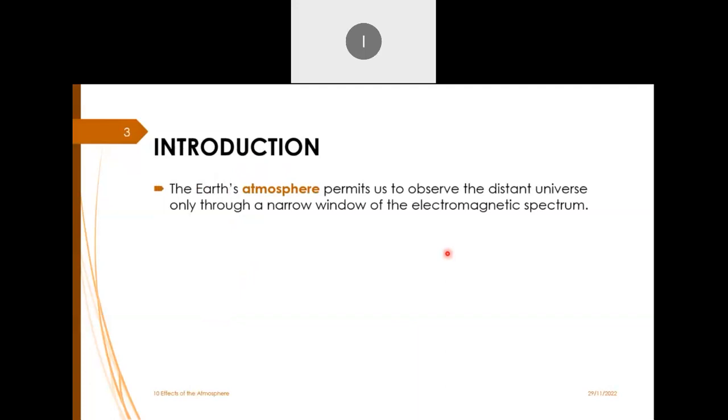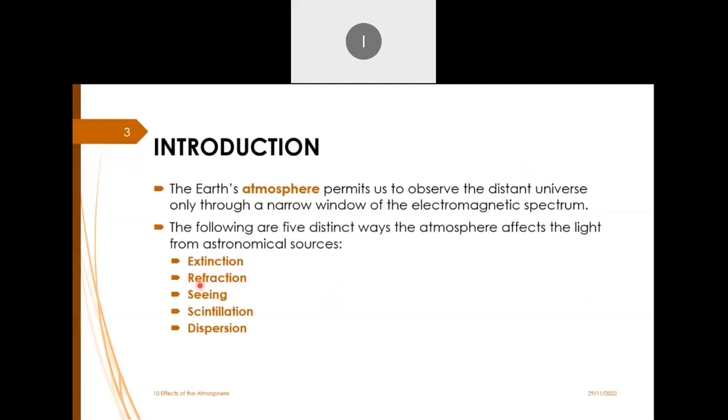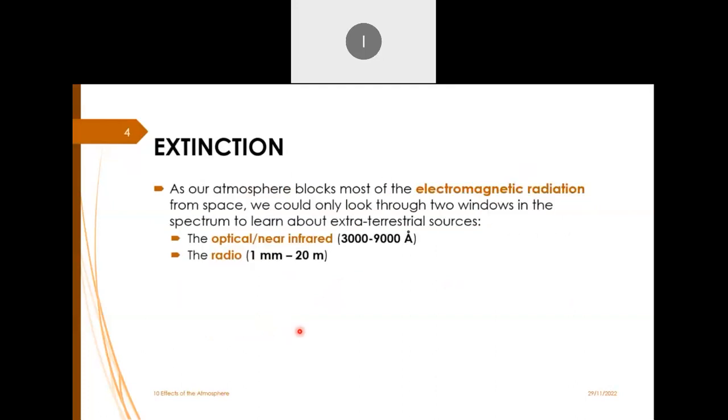Okay, so what is the Earth's atmosphere? It permits us to observe the distant universe only through a narrow window of the electromagnetic spectrum. The following are the five distinct ways the atmosphere affects the light from this source: extinction, refraction, seeing, scintillation, and dispersion.